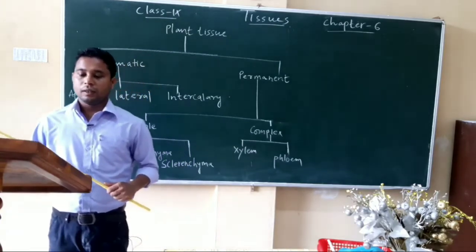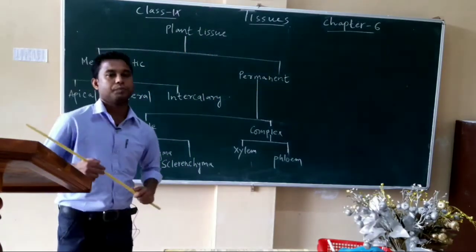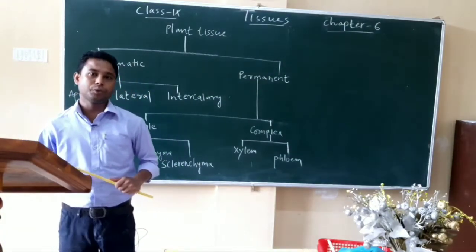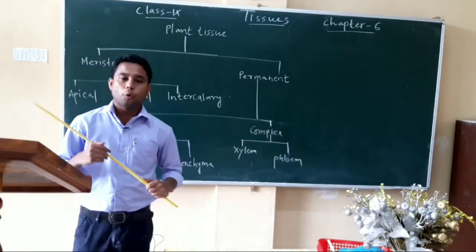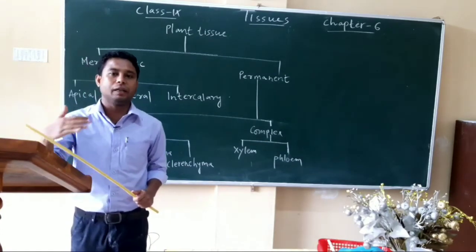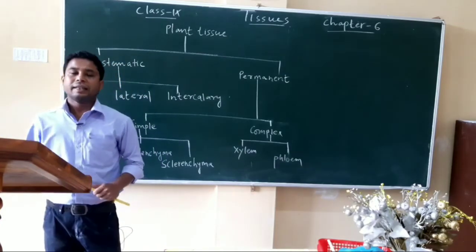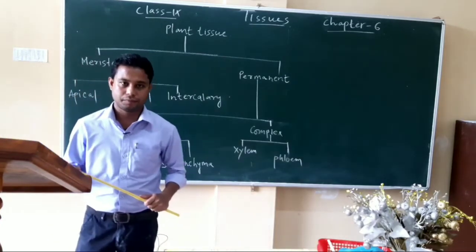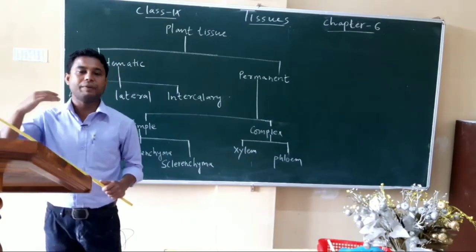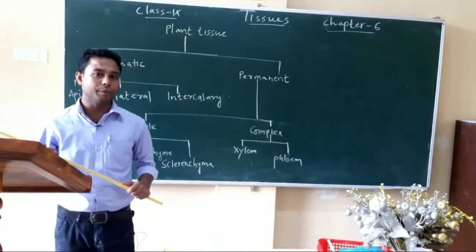Now, the next type of plant tissue is permanent tissue. Permanent tissues are tissues which will grow up to some extent and then become permanent. They lose the ability to divide.